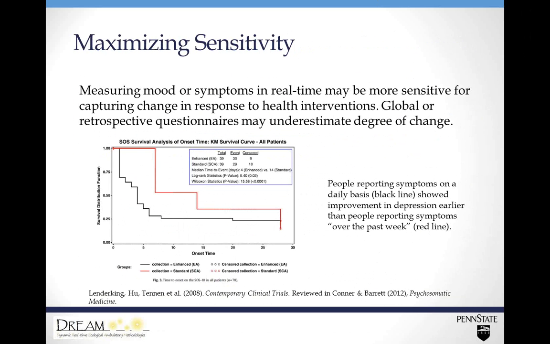You can cite this Lender King, Hugh Tenon et al. 2008 article, where the black curve shows tracking symptoms of mood on a daily basis. When people did that, reporting symptoms on a daily basis showed improvements in depression earlier than people reporting symptoms over the past week. So that's over the past week reporting is the red line. So you can actually see an earlier treatment response to depression.